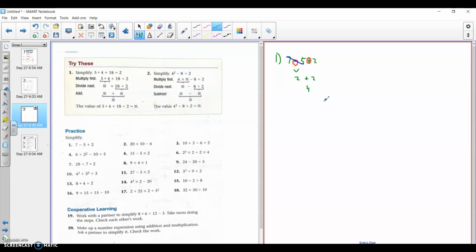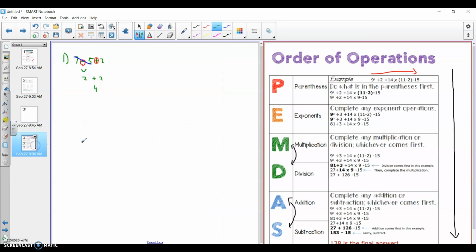Again, use line paper to write out the problems. Most of them are pretty simple, but there are a couple, like numbers 4 and 6, that have exponents in them. Number 10 has exponents, 12 has exponents. Remember, when you get to that, exponents have to be done before anything else. You won't, for this work today, have to worry about parentheses.